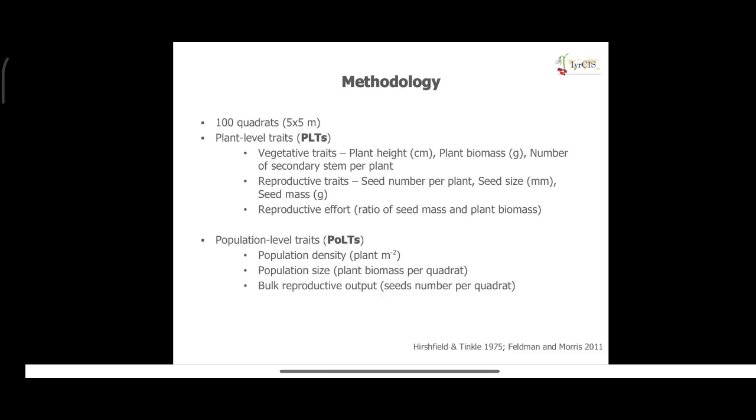This was the methodology we followed. 100 quadrats were laid and plant level traits, PLTs, like plant height, plant biomass, number of secondary stems per plant, seed number per plant, seed size, seed mass, and reproductive effort, and also population level traits, POLTs, like population density, population size, and bulk reproductive output, were studied for all the 100 quadrats.